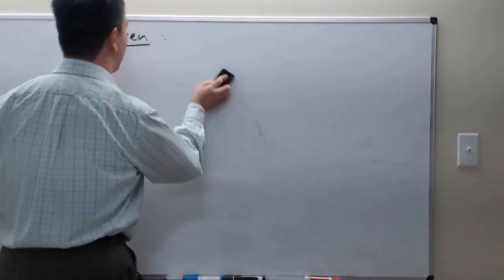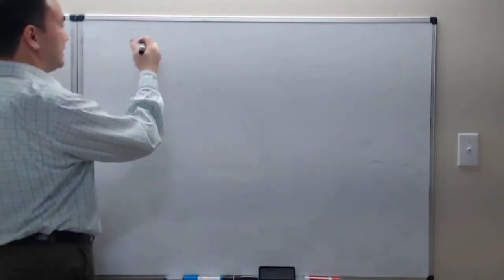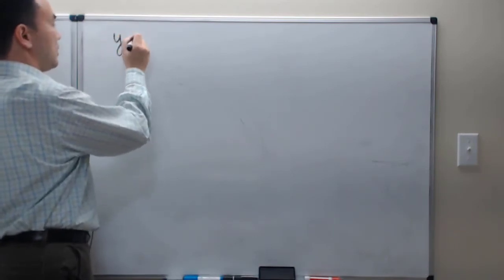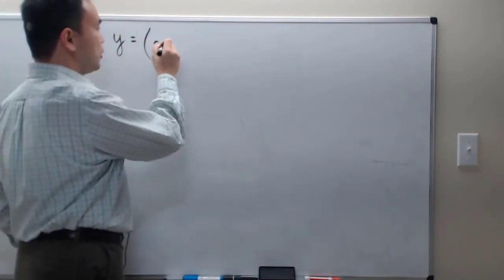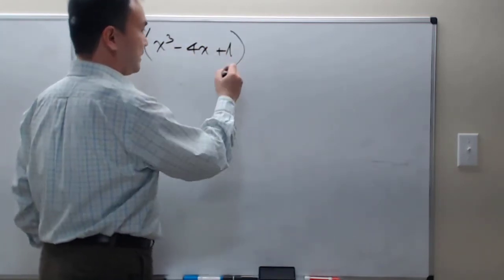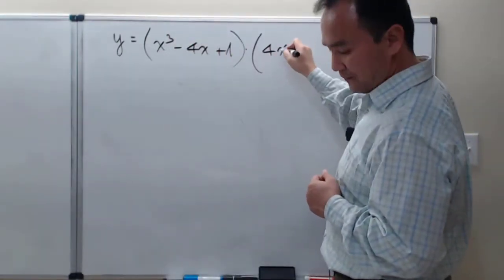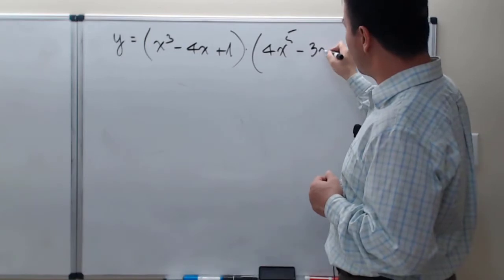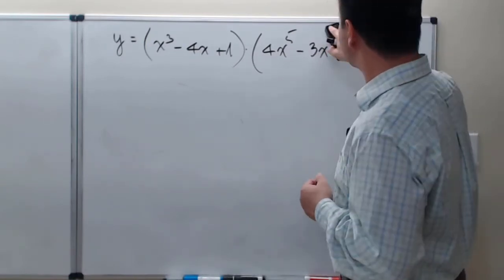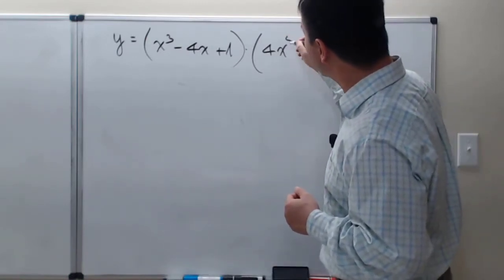But that doesn't last for too long. Things remain easy until we hit a problem like this. Let me bring up another problem. How about y equals x cubed minus 4x plus 1 in quantity, multiplied with 4x to the fifth minus 3x squared plus 5. Okay, and now we have another product, a different product.